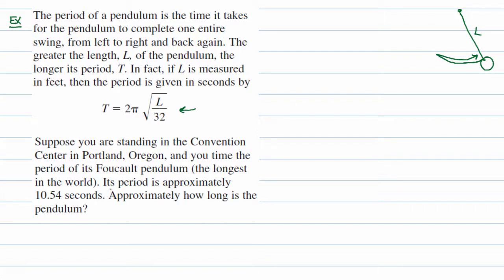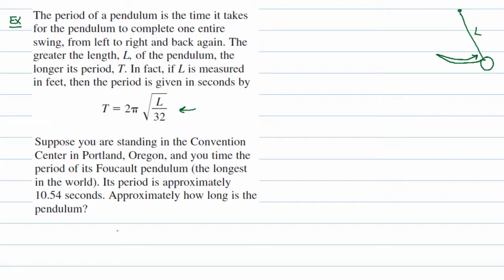So suppose you're standing in the convention center in Portland, Oregon, and you time the period of its Foucault pendulum, which is the longest pendulum in the world. Its period is approximately 10.54 seconds. So that's how long it takes to go from left all the way back to right. Approximately how long is the pendulum?